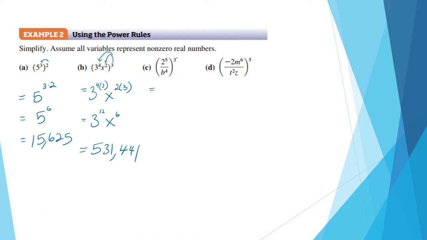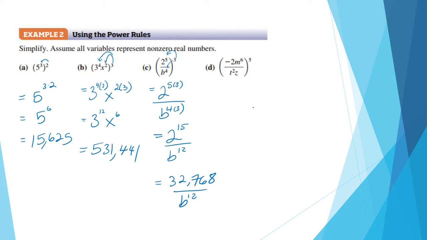Part C. Again, we're going to distribute that 3 to each of the exponents. This is 2 to the 5 times 3, divided by b to the 4 times 3. I can simplify the top as 2 to the 15th power, divided by b to the 12th power. And we can simplify the numerator as 32,768 divided by b to the 12.